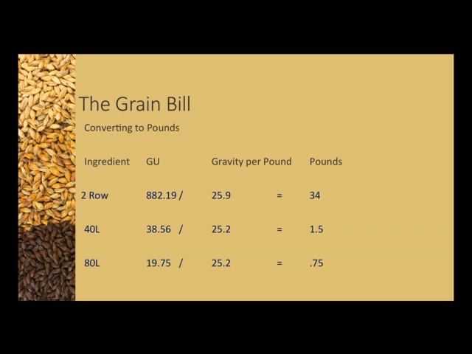Now we simply divide the total GU per ingredient needed by the gravity per pound to determine the pounds needed. So if we know we need to achieve 882.19 GU from the 2-row, and we know that our gravity per pound for 2-row is 25.9, we can quickly calculate that we need 34 pounds of 2-row for this recipe. Applying the same formula to the remaining ingredients, we determine that we need 1.5 pounds of caramel 40 and 3/4 of a pound of caramel 80.